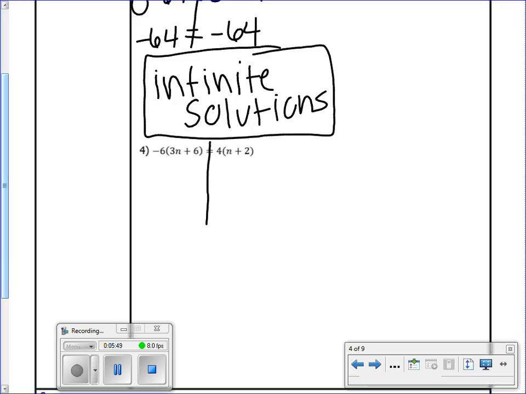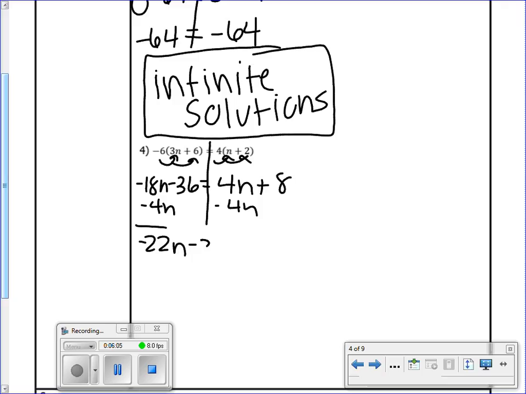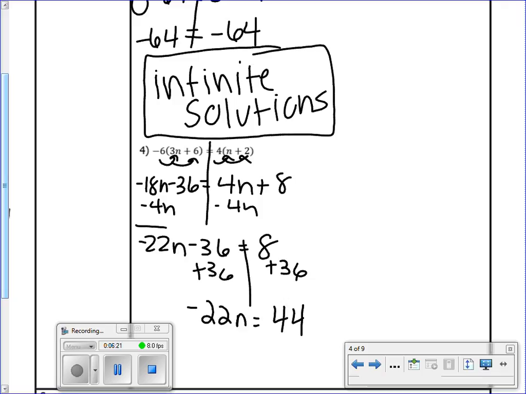Number 4, distribute negative 6, distribute the 4. Negative 18n minus 36 equals 4n plus 8. Letters left, so subtract 4n. We get negative 22n minus 36 equals 8. So add 36 to both sides. We get negative 22n equals 44. Divide by negative 22, and we get n equals negative 2.